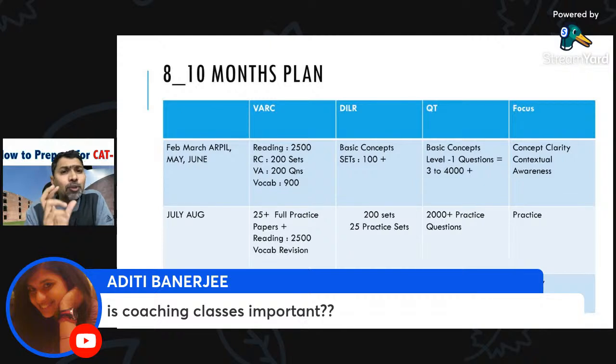Now, VARC, you should plan 2,500 pages of reading. So as I said, 100 days, so you can plan 25 pages into 100 days. 25 पेज रोज पढ़ना है. बट इसका मतलब ये नहीं है कि आपने 100 पेज रोज पढ़ के 25 दिन में खत्म करना. No, straight no. 25 pages daily for 100 days. Got it? That will give you much more improvement rather than doing 100 pages for 25 days.